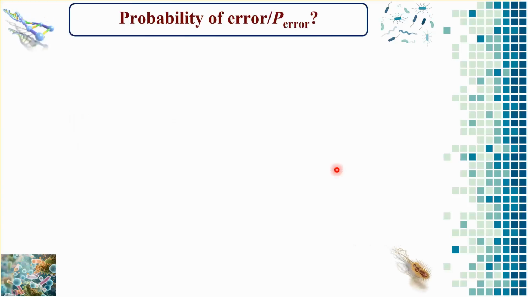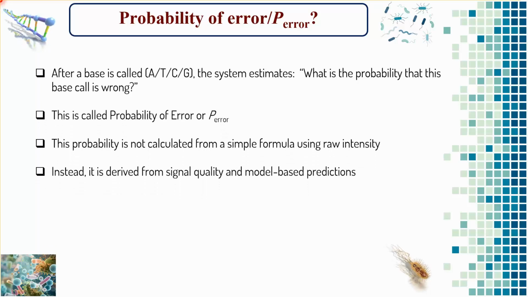Now let's understand probability of error. What does it mean? After a base is called A, T, C or G, the system estimates what is the probability that this base call is wrong. This is called probability of error or P error.